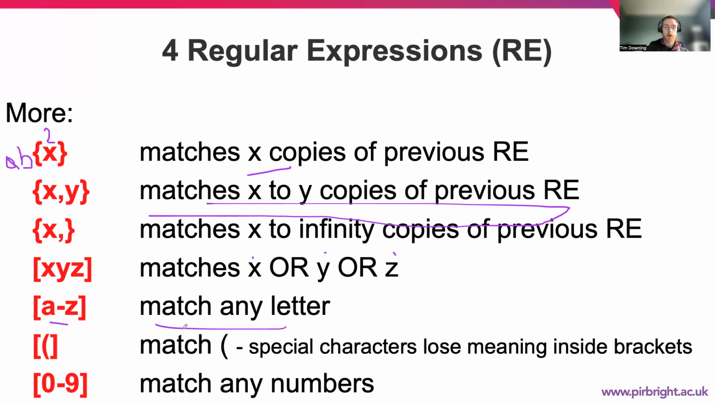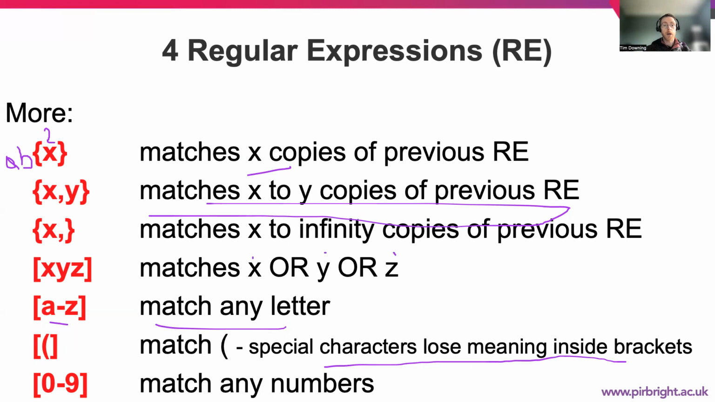And then if we want to match a special character like a round bracket, these lose their special meaning inside these square brackets. You can just put them in there without a special character. So that's useful if we have a complex pattern to match.